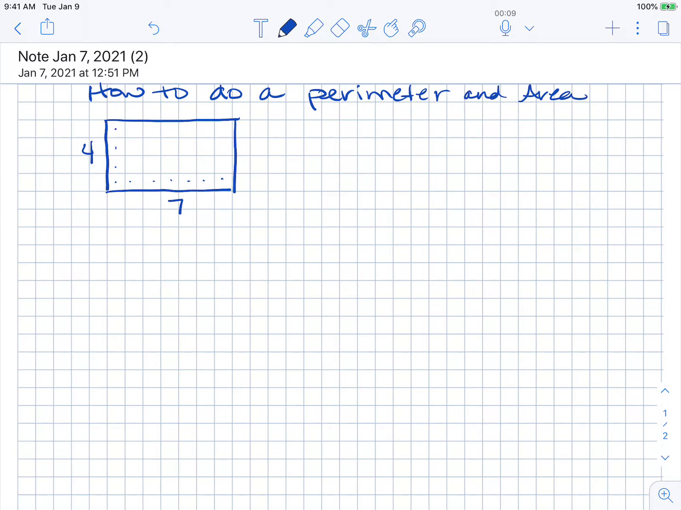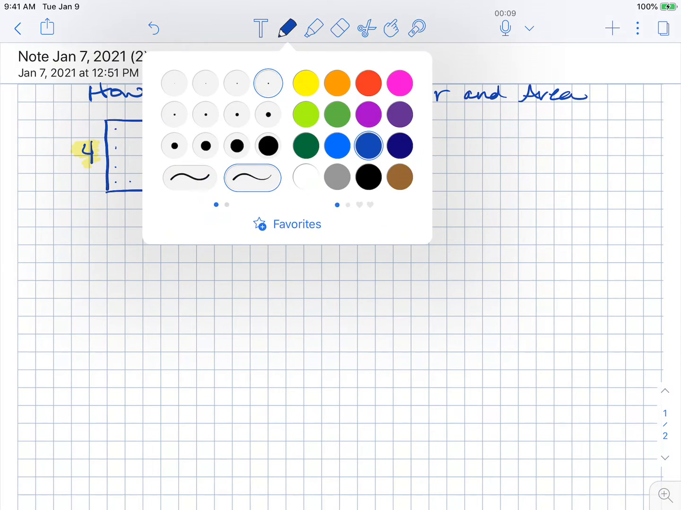So we're going to do perimeter and area. I've drawn a rectangle here and I've written down the dimensions where it is 4 high and it's 7 wide. Okay, so when I find the perimeter, we're going to write this word down, perimeter.